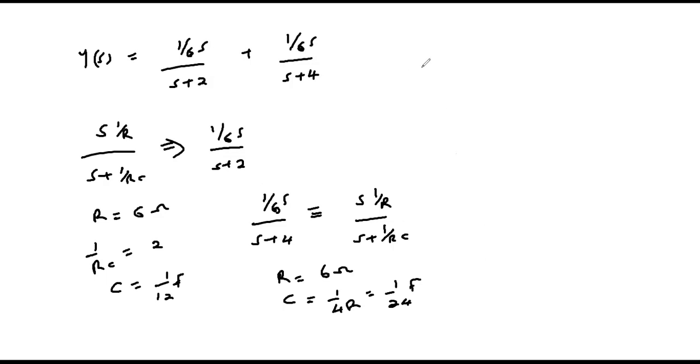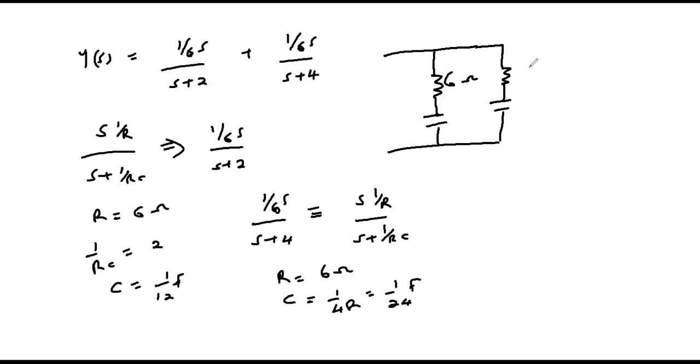We can now draw our network as two sets of resistor capacitor series networks, but in parallel with each other. In the first one, our R is 6 ohms, and also in the second one, our R is 6 ohms. Our first capacitance is 1 over 12 farads, and the second capacitance is 1 over 24 farads. And this is the Foster parallel implementation of the transfer function using RC networks.